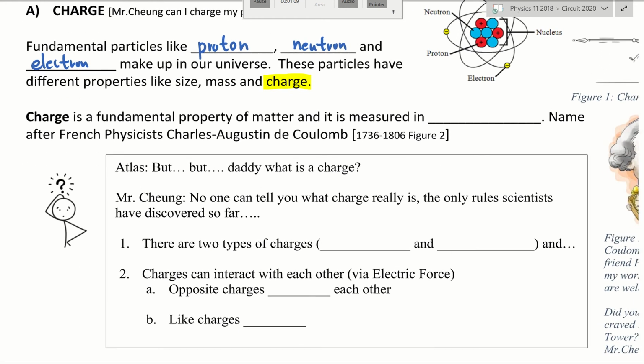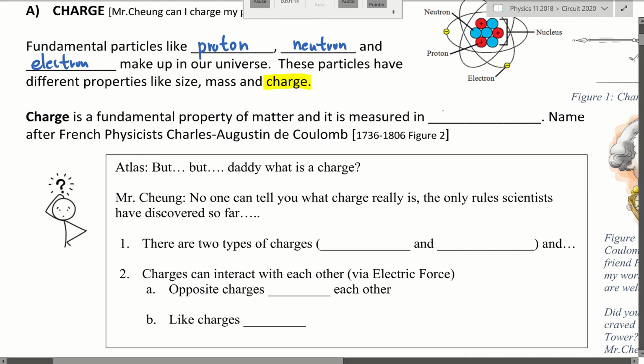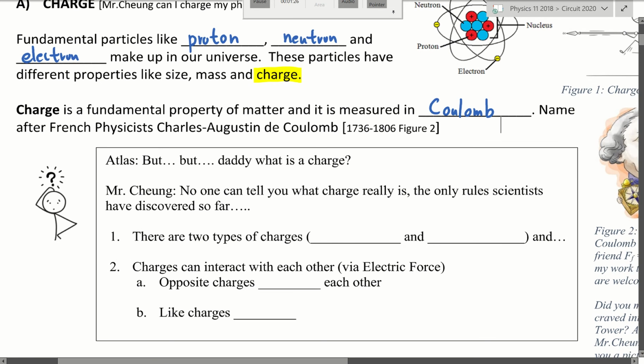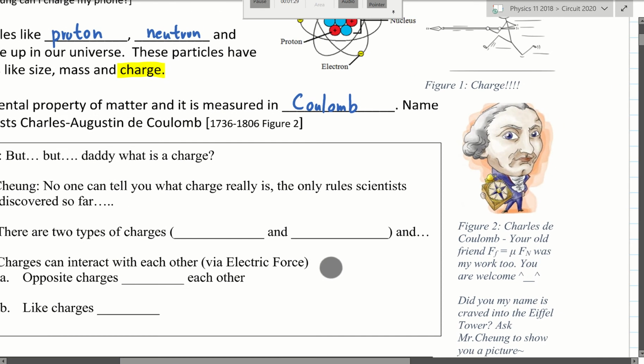Now, charge is actually a fundamental property of matter, just like mass, and is measured in coulomb. So the unit for mass, for example, is kilogram. The unit for charge is coulomb. So we measure charge by coulomb. Now, coulomb is named after a French physicist, Charles Coulomb, and you have his picture right here. He's also the same person that invented the friction equation, friction equal to mu Fn. So thank him for that one too.